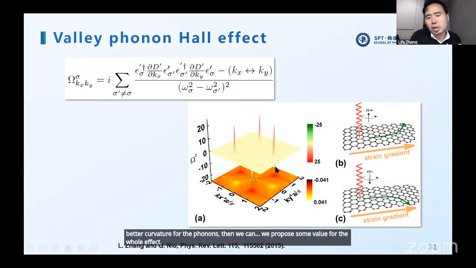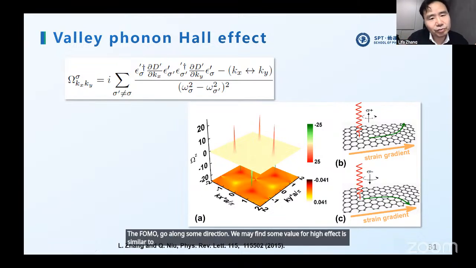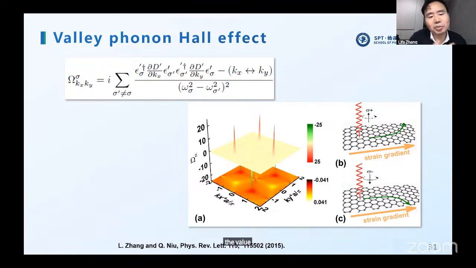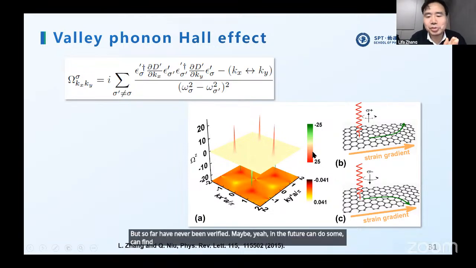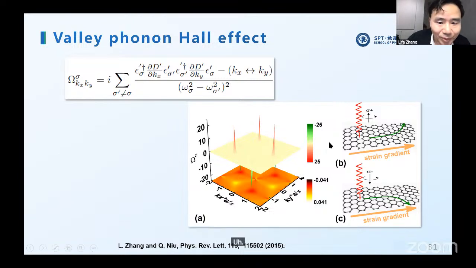If we apply some strain gradient, we can push the phonons along some direction. We may find some phonon valley Hall effect, similar to the electron valley Hall effect. But so far it has never been verified. Maybe in the future we can find it, and push valley phonons along some definite directions.